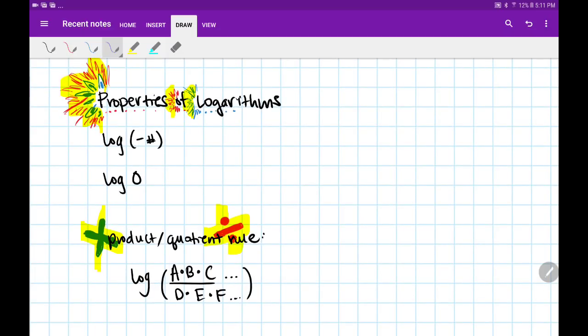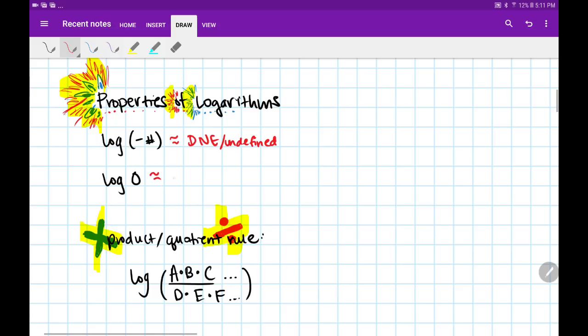Some of the properties of logarithms that you may already know are that you cannot take the log of a negative number. In fact, if you see that, the answer is does not exist, or you might have seen in your book the word undefined, and those both mean the same thing. So log of a negative number does not exist. Same thing with log of 0. The answer is also does not exist or undefined.